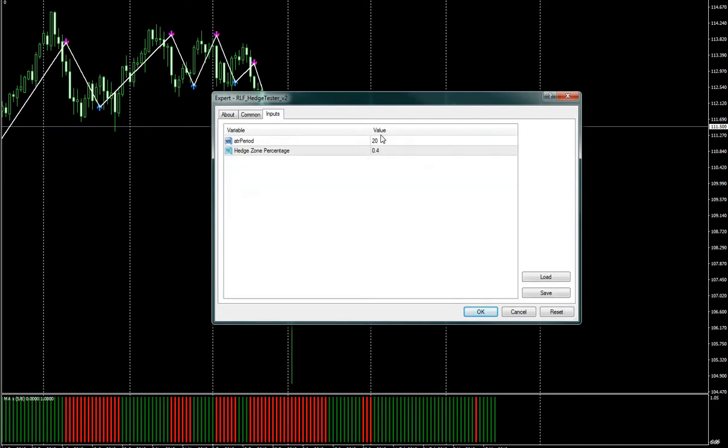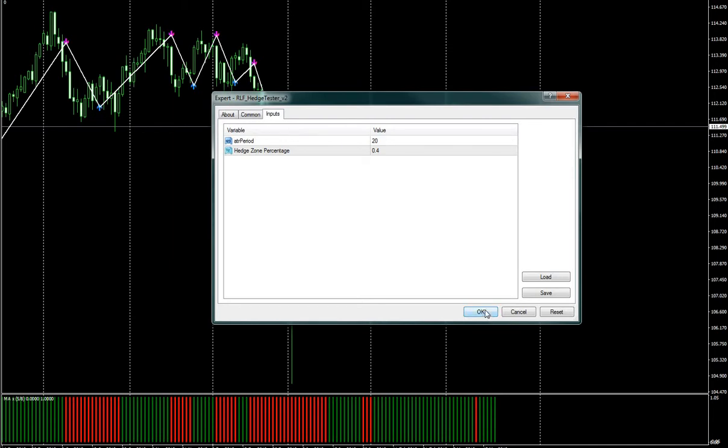It just loads up the ATR period 20. If you want to make it 14, go ahead. And the hedge zone's 0.4, which is 40%. Again, if you make that 50%, that'll give you that change that we were talking about the other day. But in any case, this is how it goes.